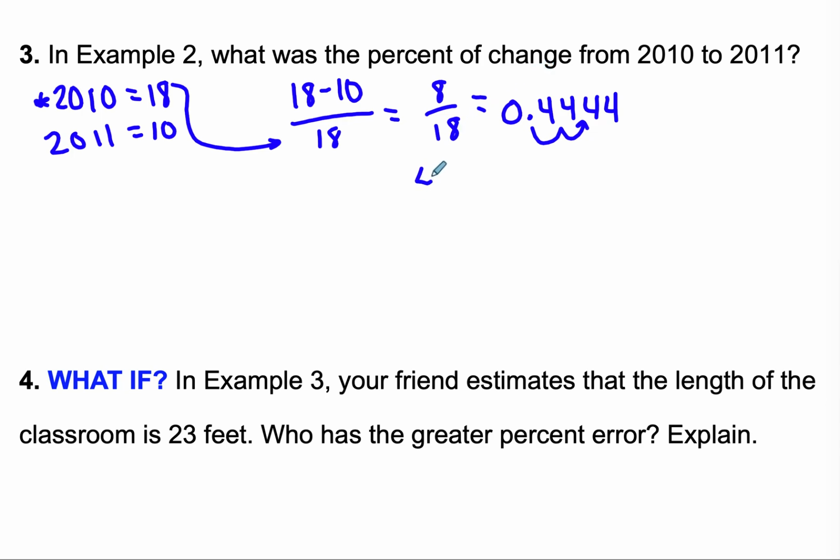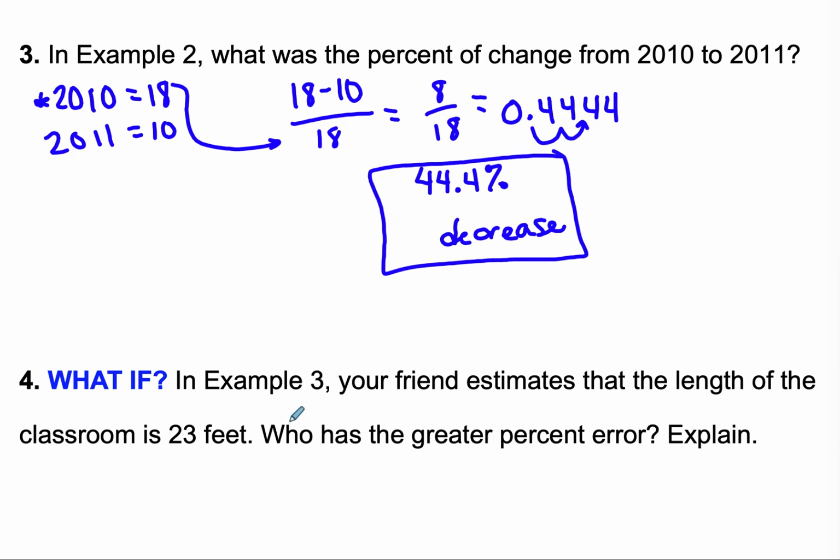All right, so to the nearest tenth of a percent, 44.4%, and then that one is going to be a decrease because it is going down from one year to the next.